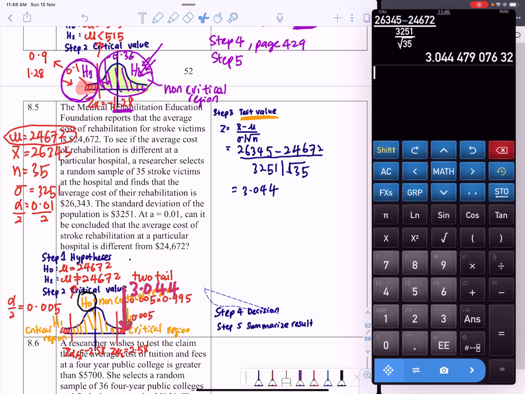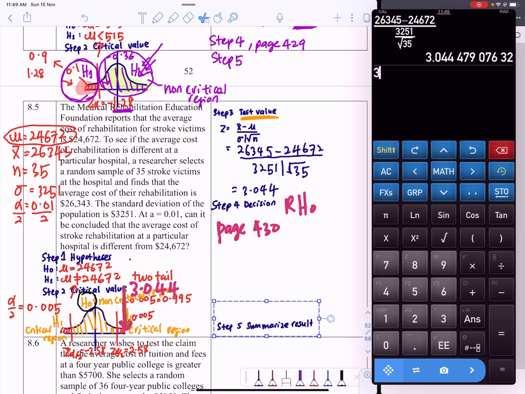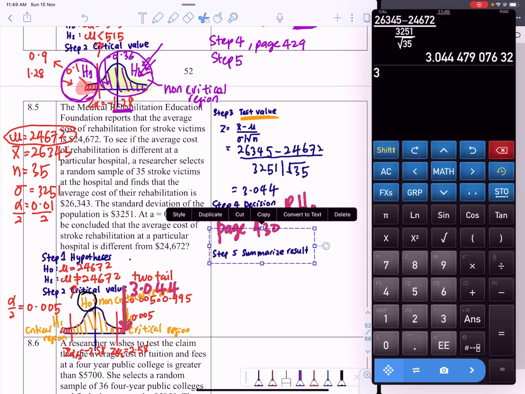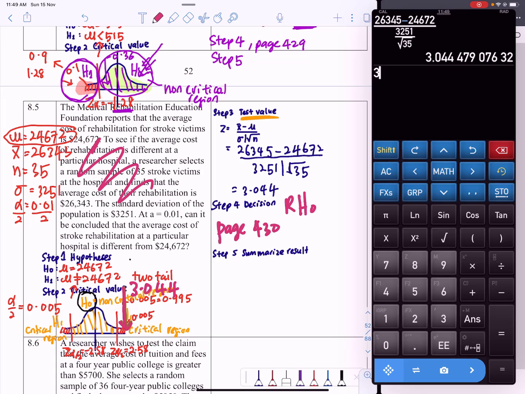You need to reject the null hypothesis, reject H null. Please write it in a full sentence. Why do we reject the null hypothesis? Do refer to page 430. Then you need to summarize the result and make it a full sentence. What is this all about? What is it that we reject, based on the information in the paragraph itself?